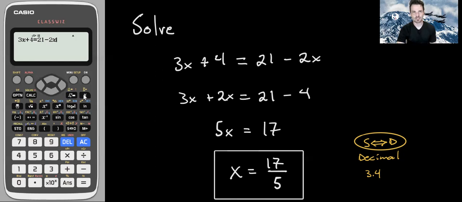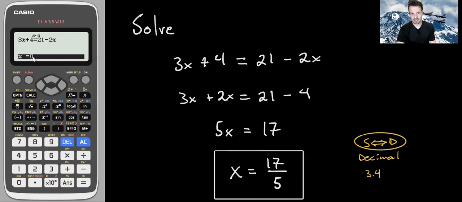The next thing we need to do to start the solve process is hit shift and then calc, and that's going to generate the solve function. Now, x equals 0 is a seed, and that's a starting point to generate the actual solution.